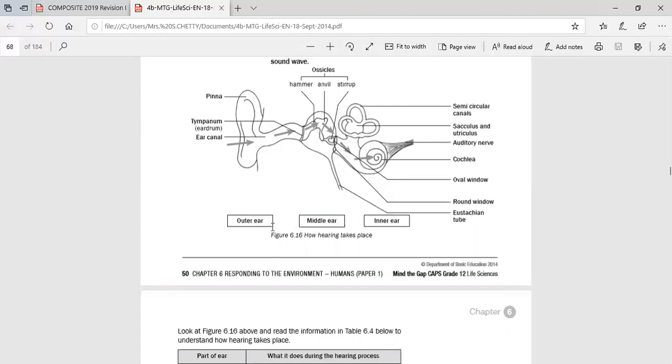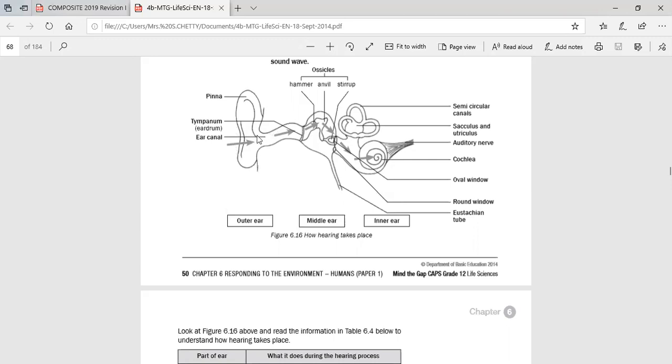The ear can be divided into three parts: the outer ear, the middle ear, and the inner ear. When it comes to the outer ear, they talk about the pinna, and you must know how each part is structurally suited to perform its function. So the pinna is said to be trumpet shaped. If you look at the shape of a trumpet, it's got a wide area and then a narrow area. So it is trumpet shaped to trap the sound waves and direct them into the auditory canal.